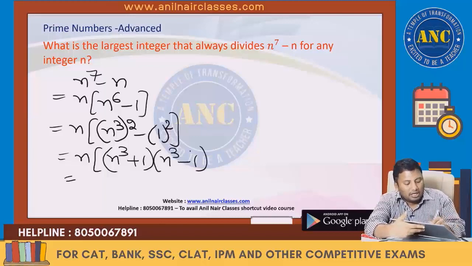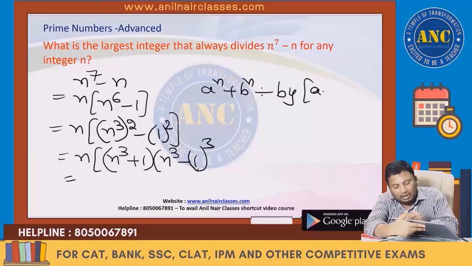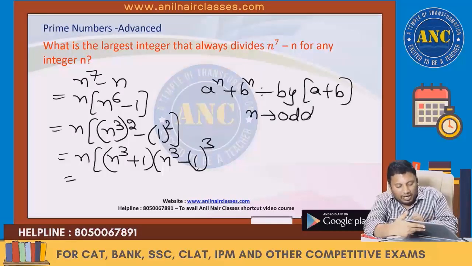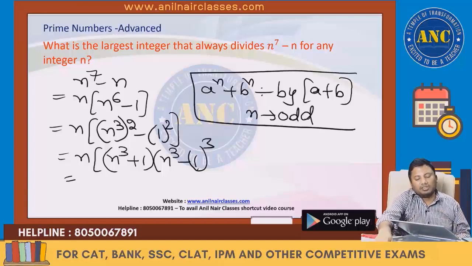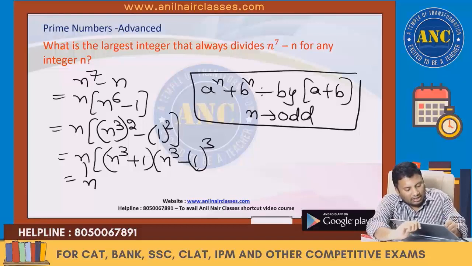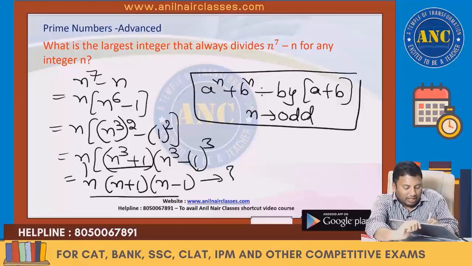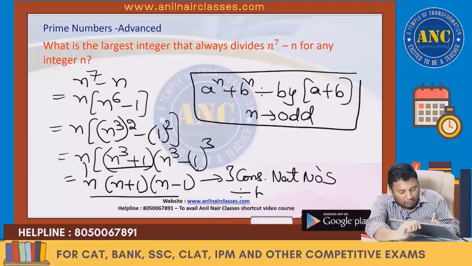Now if you see here, a power n plus b power n is always divisible by a plus b if n is an odd number. So n cube plus 1 is divisible by n plus 1, and n cube minus 1 is divisible by n minus 1. These are 3 consecutive natural numbers, and 3 consecutive natural numbers are always divisible by 6.